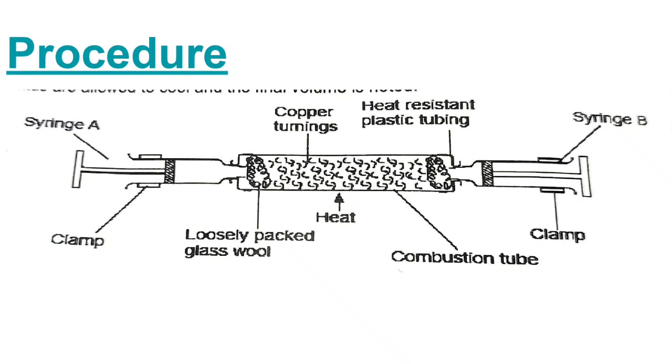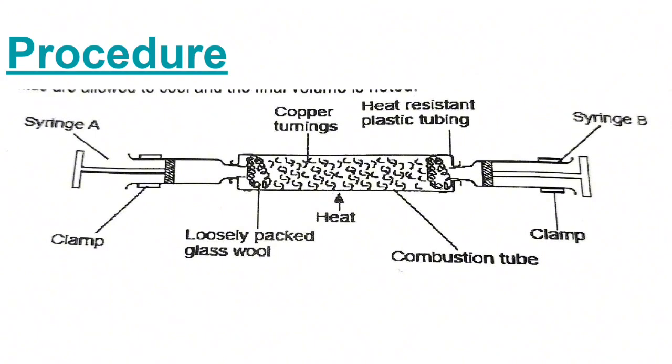So you can see the apparatus as described above. We have syringe A and syringe B. In between there is a combustion tube which is fixed to them, and copper turnings have been poured into the combustion tube. Now we have loosely packed glass wool on both sides of the combustion tube to prevent the copper turnings from being blown into the syringe.